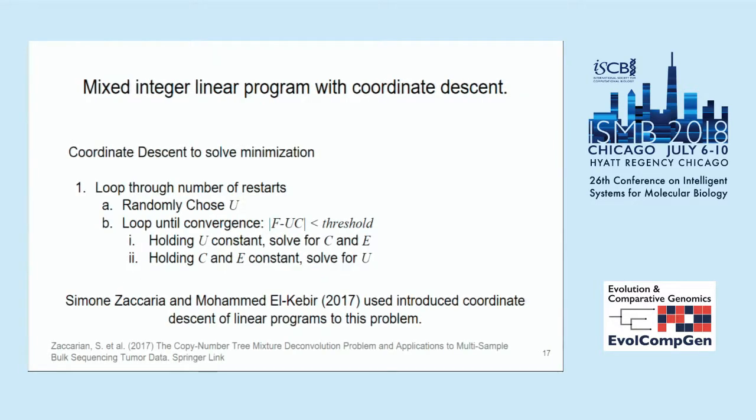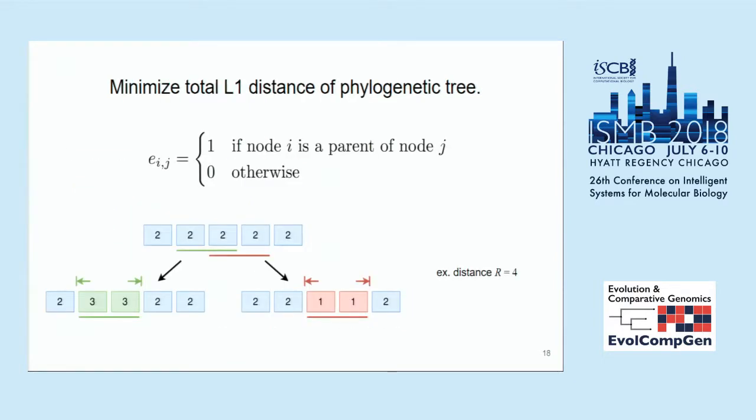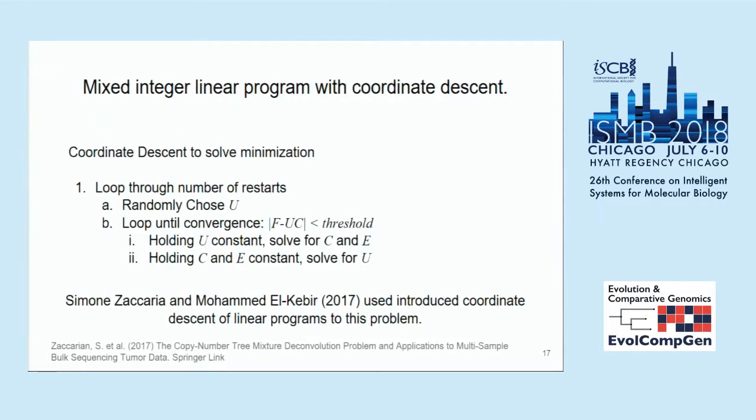One general approach to solving this problem was introduced by Simone Zaccaria and Mohammed El-Kebir from Ben Raphael's lab in Princeton. In this approach, one randomly chooses some matrix U, then looping until convergence, you solve a mixed integer linear program for copy number matrix C, and then for copy number matrix C and tree E, and then hold those two constant and solve for matrix U. And this process continues until the objective function is below some threshold or a maximum number of iterations is reached.